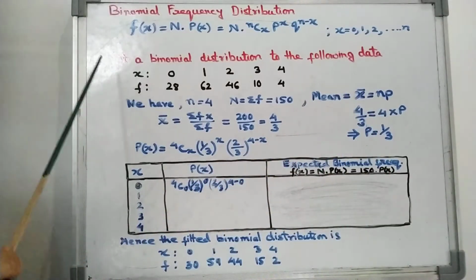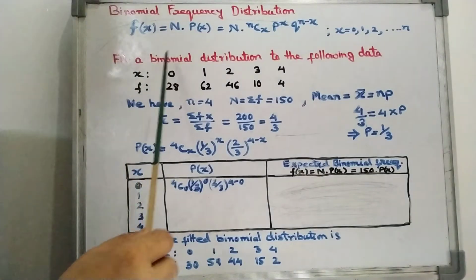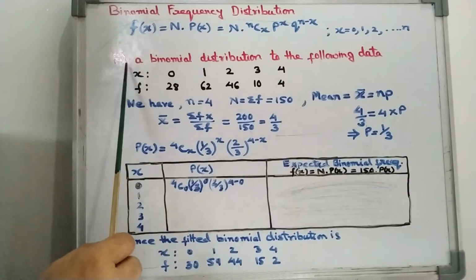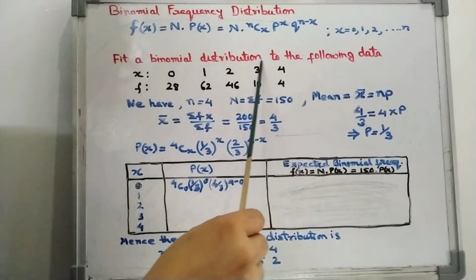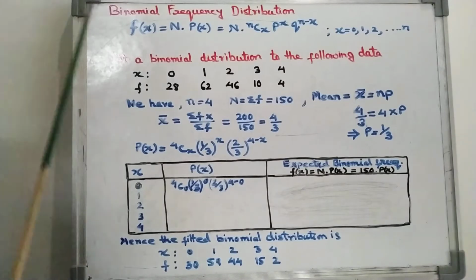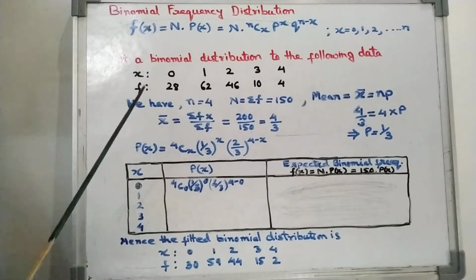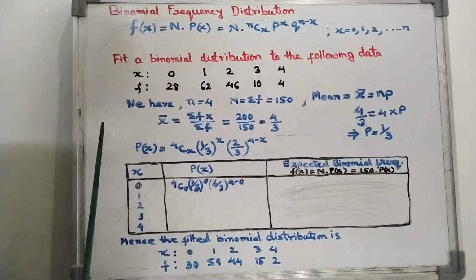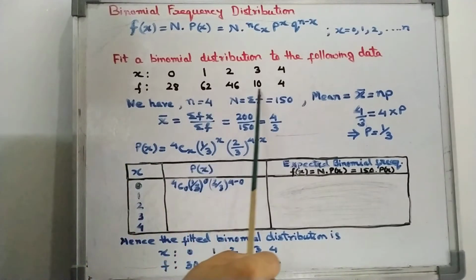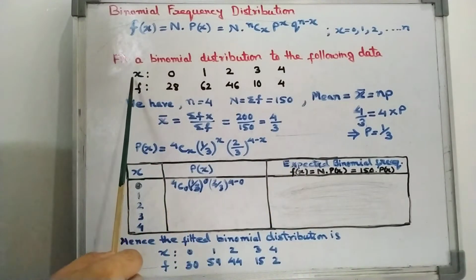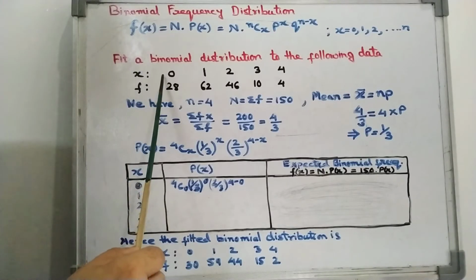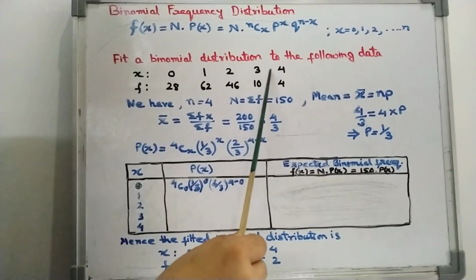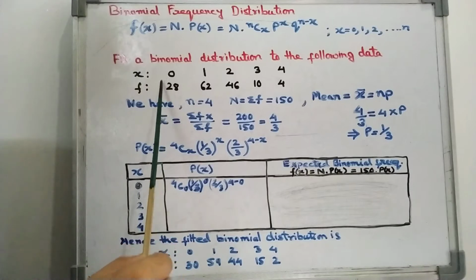Now let us do one problem. The question is: fit a binomial distribution to the following data. This is a discrete frequency distribution. Suppose four coins are tossed 150 times and we get this frequency distribution table, where x denotes the number of heads. Four coins are there, so we will get x values 0, 1, 2, 3 and 4, and these are the frequencies.